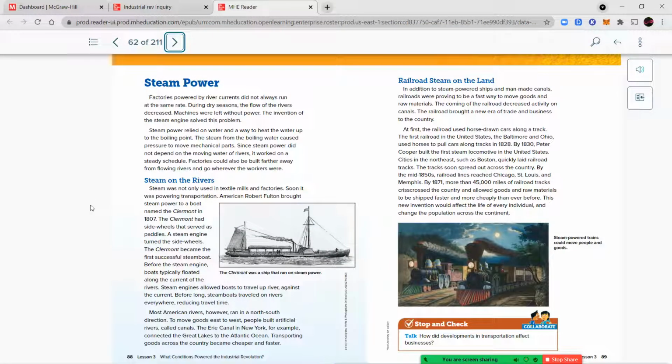Steam power. Factories powered by river currents did not always run at the same rate. During dry seasons, the flow of the rivers decreased. Machines were left without power. The invention of the steam engine solved this problem.